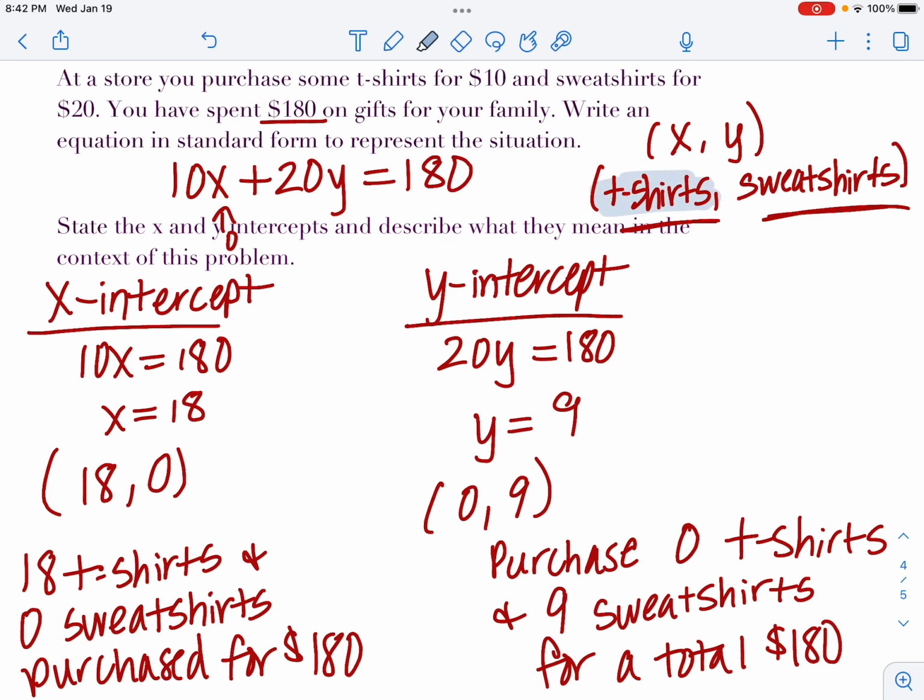So once again, my x value is standing for t-shirts. So in this ordered pair, the 18 is the x value and the 0 is the x value. So in each of those, that is describing how many t-shirts I can purchase. And the y value is standing for sweatshirts. So in both of my ordered pairs, the y value will describe to me how many sweatshirts I can purchase for the total of $180.